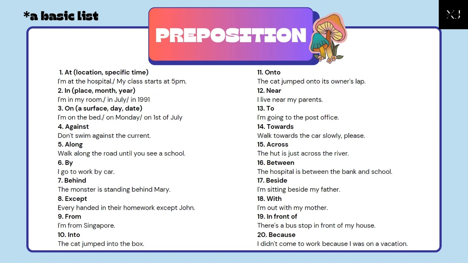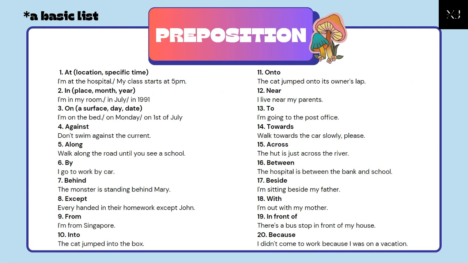Okay, on a surface, on a day, or on a date. Sorry, not on a time. What does that even mean? Okay, so you can say I'm on a bed. The cat is on the table. Okay, and my class is on Monday. My birthday is on the 1st of July. You see, if we talk about a specific day, Monday, Tuesday, Wednesday, for sure we use on. If we talk about a specific date, on 1st of July, on 1st of January, use on. Okay, this one is for you to memorize. There won't be any changes.